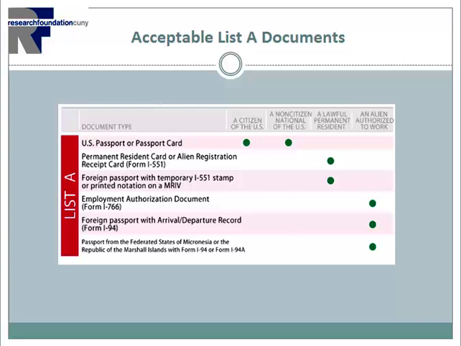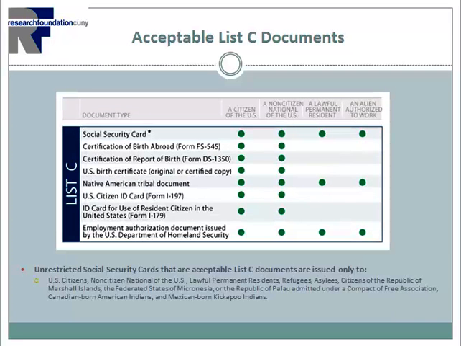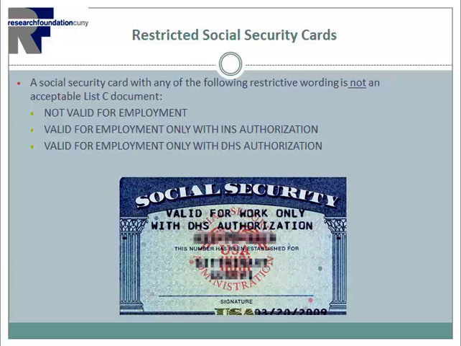Acceptable List A documents, List B documents, and List C documents can be found on the last page of the I-9. A Social Security card with any of the following restrictive wording is not an acceptable List C document: not valid for employment, valid for employment only with INS authorization, valid for employment only with DHS authorization.